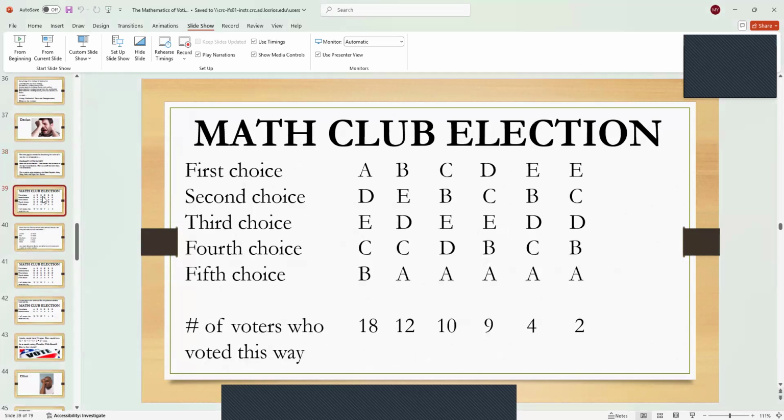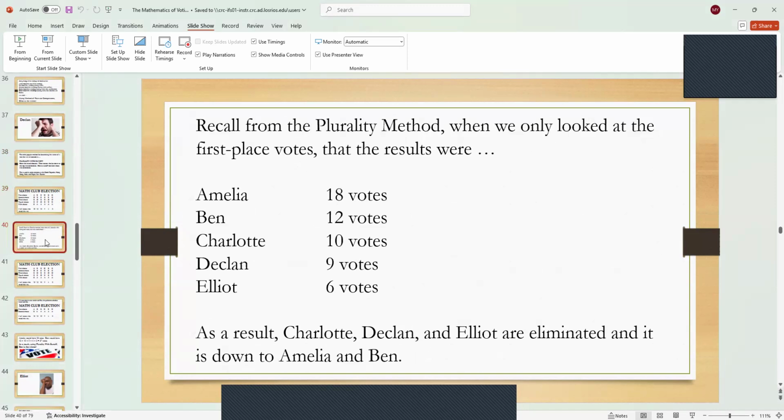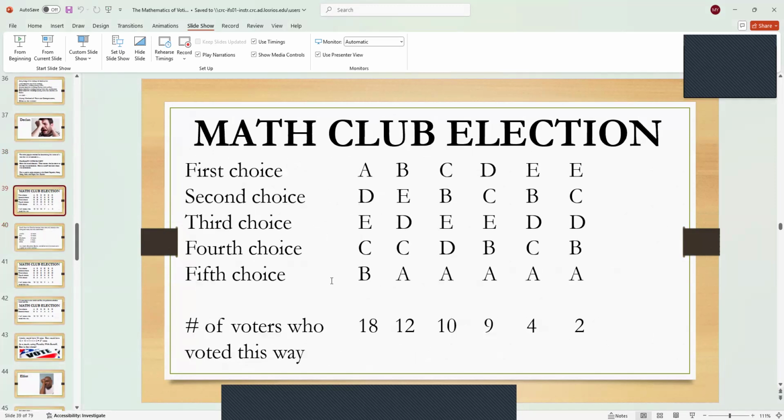So remember, here's the original preference schedule. Let's look at all the first place votes. Amelia has 18, Ben 12, Charlotte 10, Declan 9, Elliot 6. That's what the original preference schedule looked like. This was the will of the people. Out of the 55 voting members, this is what they said. 18 of them voted the same way. 12 of them happened to vote the same way, and so on.